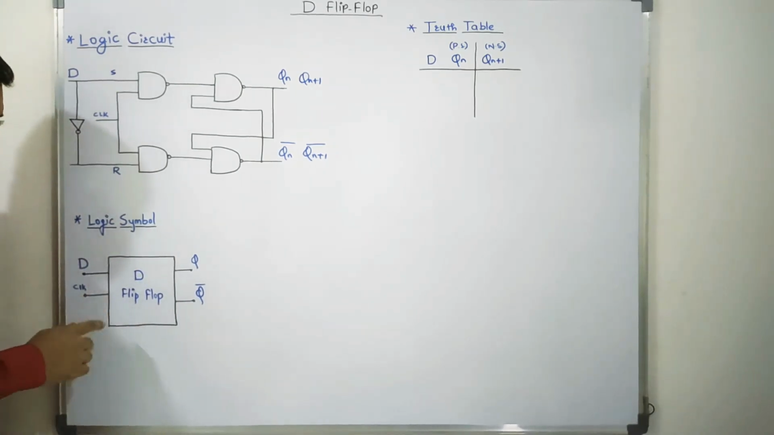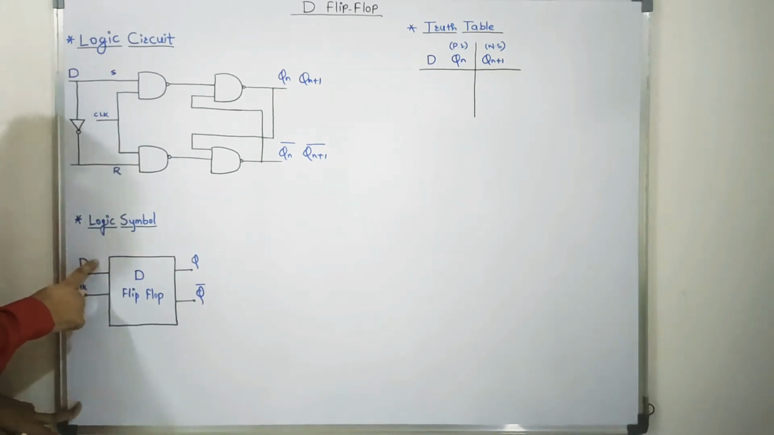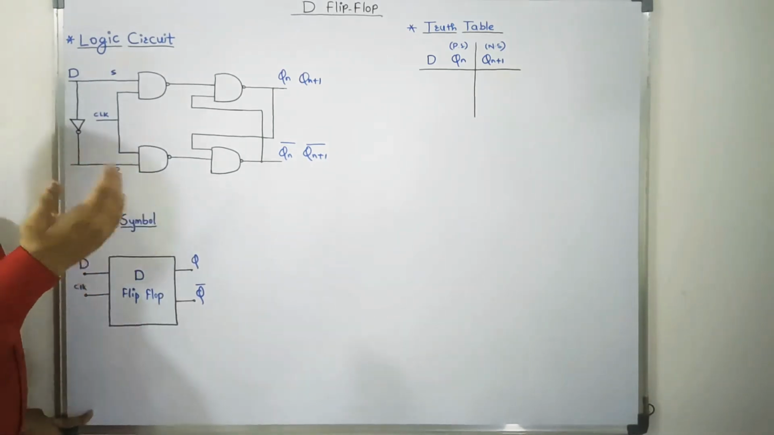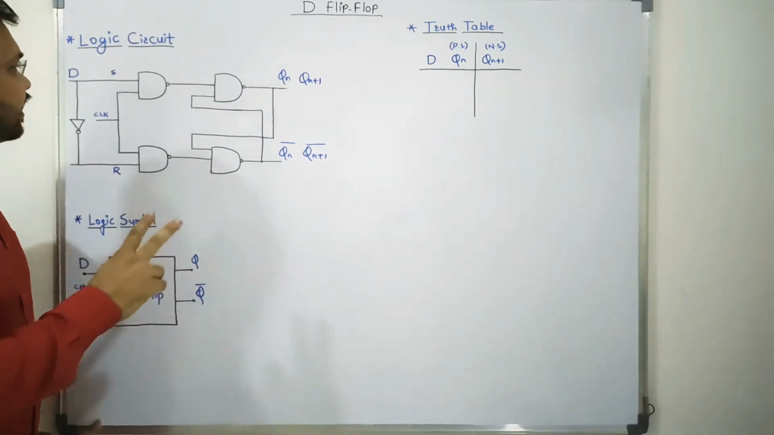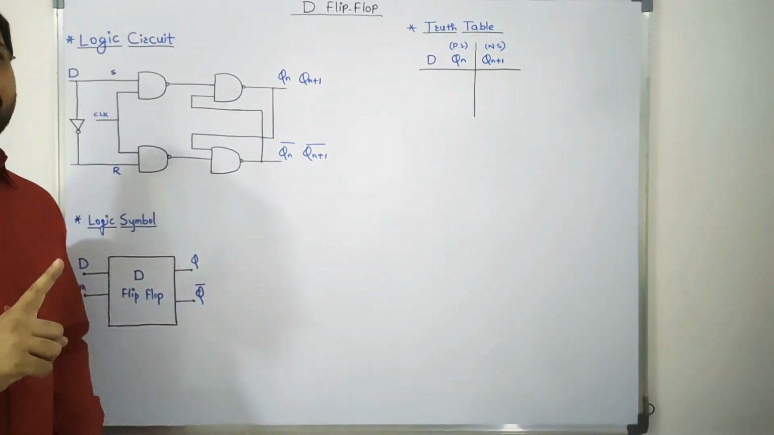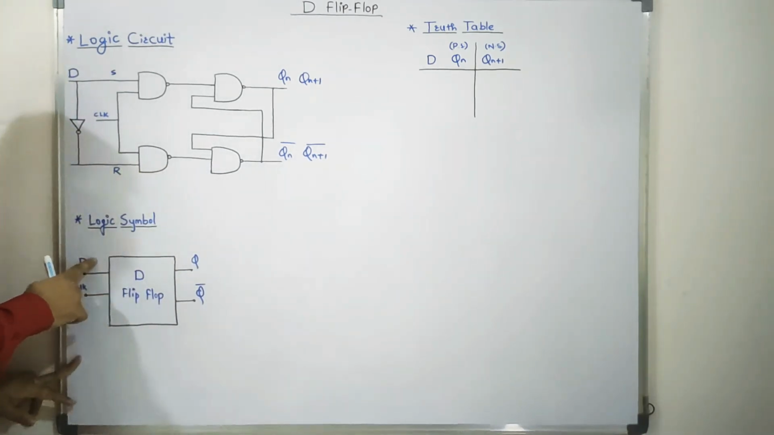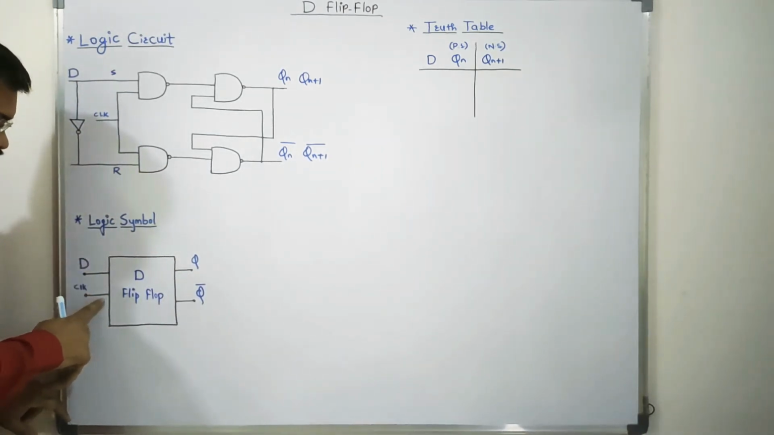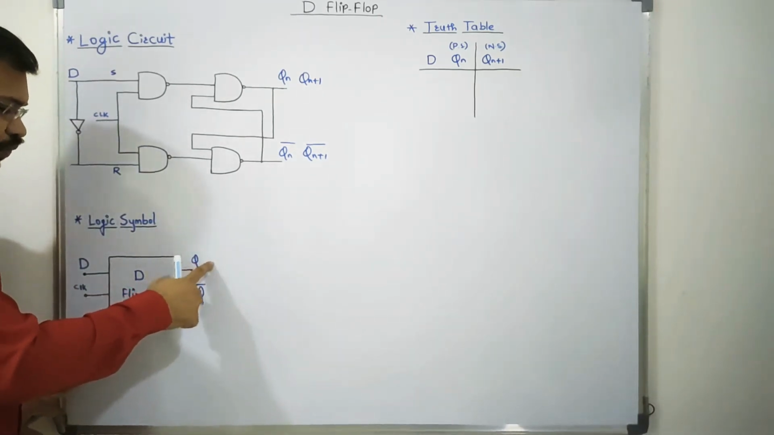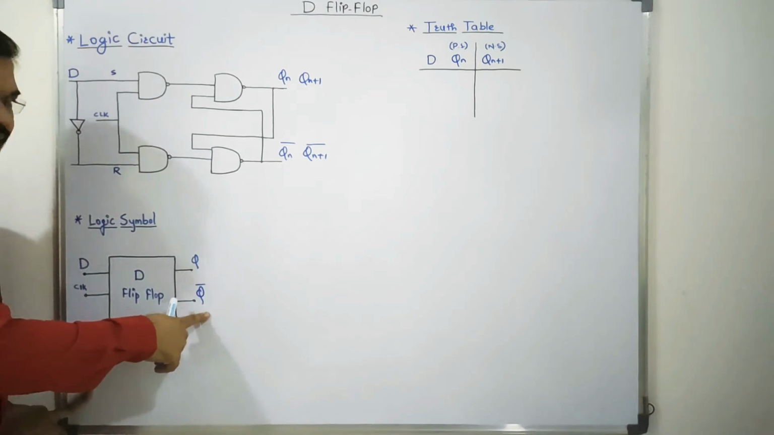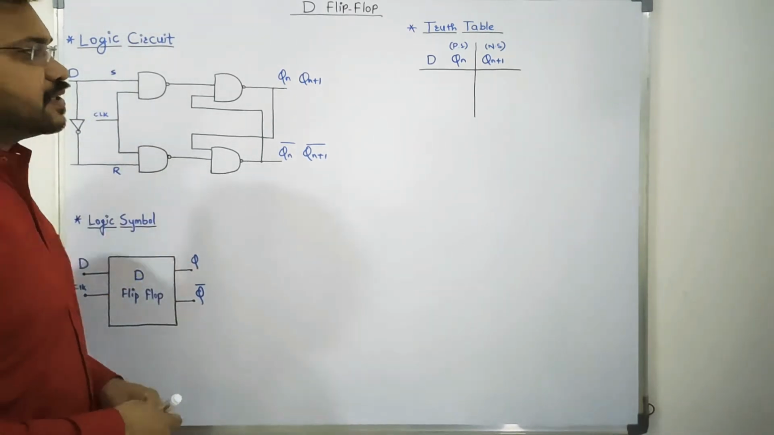This logic symbol shows that the D flip-flop has a single input, whereas the SR flip-flop, as in our previous case, has two inputs. In the D flip-flop there is only a single input, D. So here we have the D input and the clock pulse, a single clock pulse, and the outputs Q and Q bar, the complement of our output. Basically this is Qn plus 1.